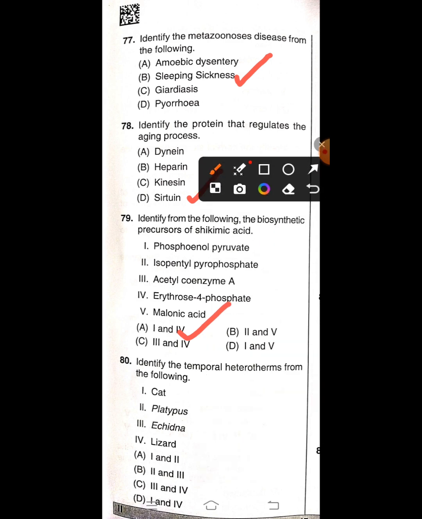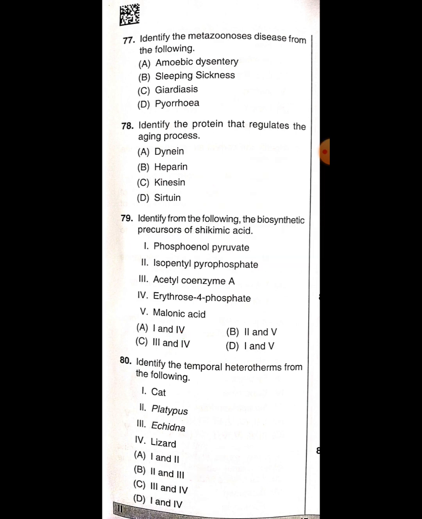Identify the temporal heteroderms from the following. Options are cat, platypus, echidna, lizard. From these you have to pick the two correct options. For this the correct answer is B, that means 2 and 3. They are platypus and echidna. They are the correct options for this question. So let's see the next question.